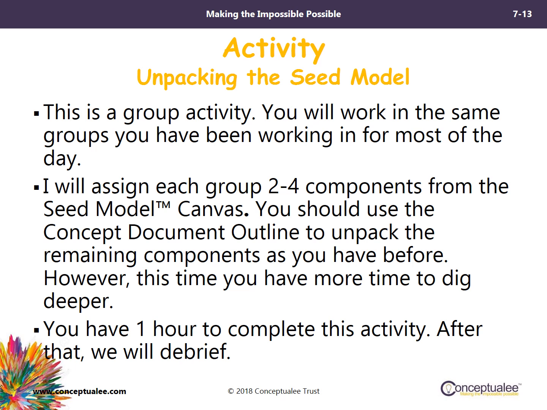Now, we are going to take a look at unpacking the seed model. For this one, this is a group activity. You will work in the same groups you have been working in for most of the day. I will assign each group 2 to 4 components from the seed model canvas. You should use the concept document outline to unpack the remaining components as you have before. However, this time you have more time to dig deeper. You have 1 hour to complete this activity. After that, we will debrief. If you have any questions, please refer to the facilitator, and the facilitator will put me on pause now.